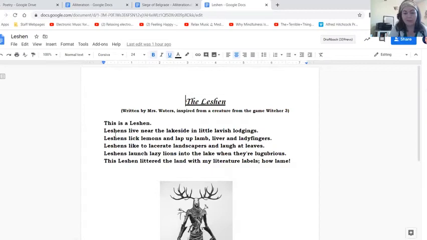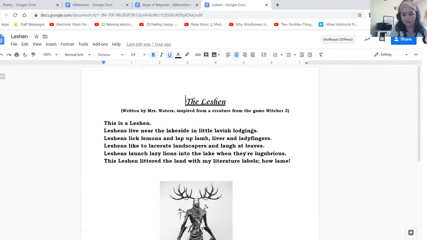So that means at least 4 of my words in this sentence need to start with the letter L, because I've decided to alliterate the letter L. Now, I don't count your creature as one of those words, okay? So while I have Leshen here, I need to have at least 4 different words that have L's at the beginning of them, describing where he lives. So: Leshen lives near the lakeside in little lavish lodgings. So I've got live, I've got lakeside, I've got little, I have lavish, and I have lodgings. All of these start with the letter L.